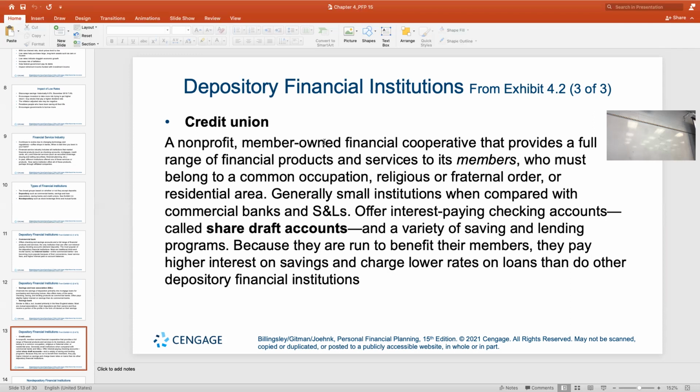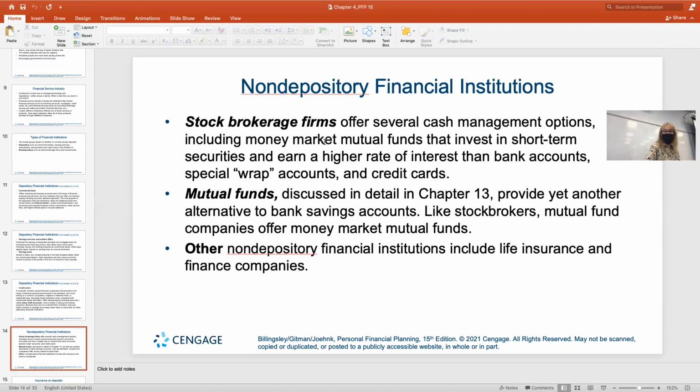Your deposits are shares. The reason I like these credit unions is because they usually pay a little bit higher interest rate. The fees are lower, and the loan interest rates tend to be lower, and they're just a lot nicer, better to deal with. So definitely keep that on your radar. If you ever have the opportunity to join a credit union, you should do so.